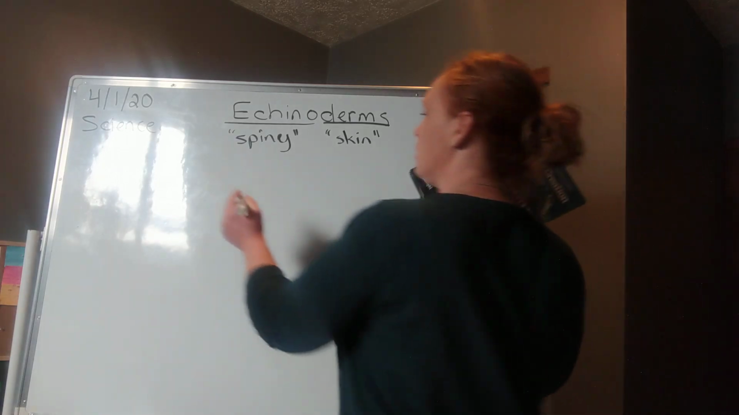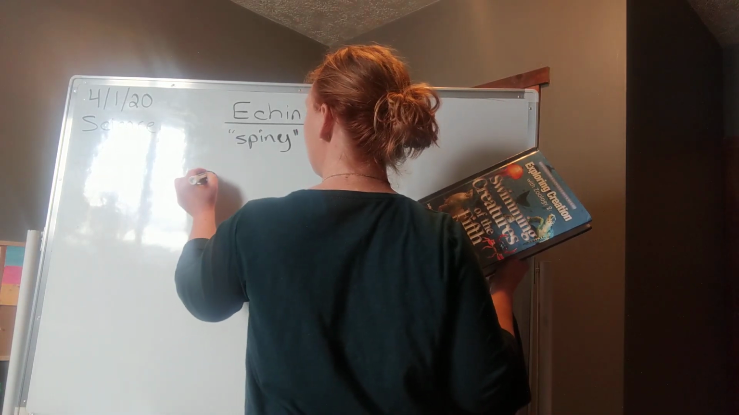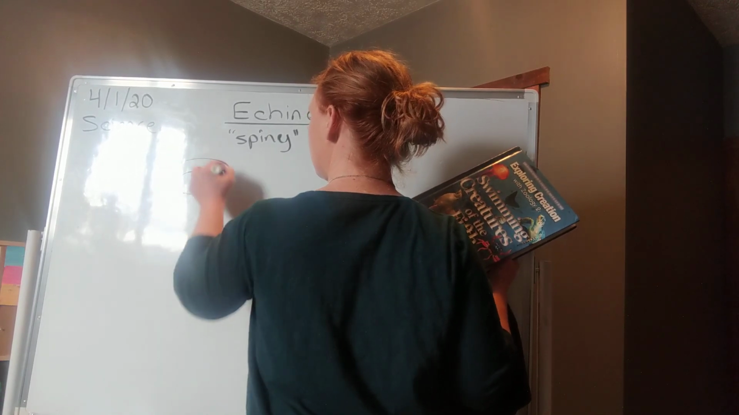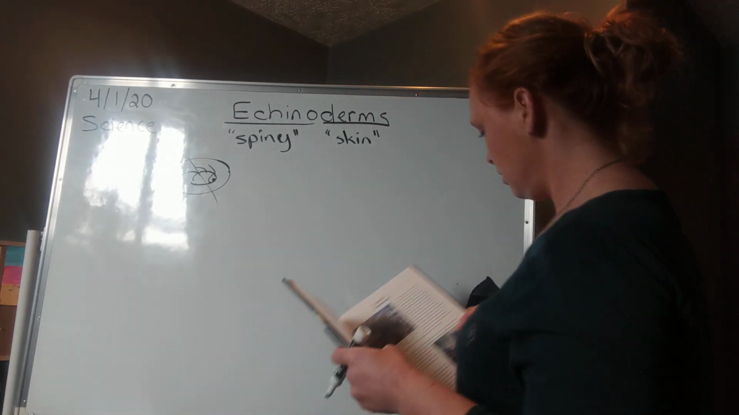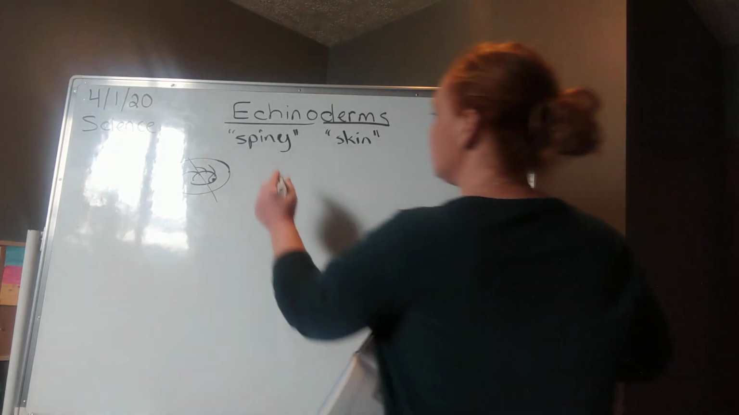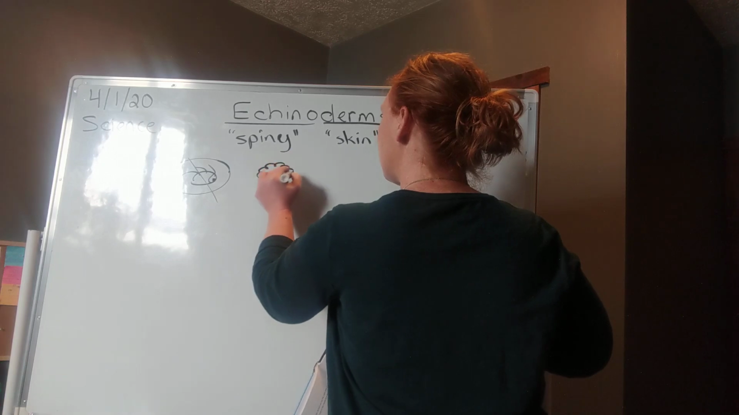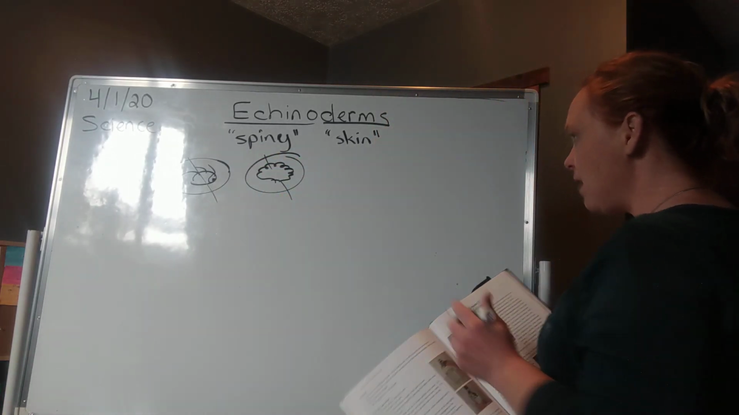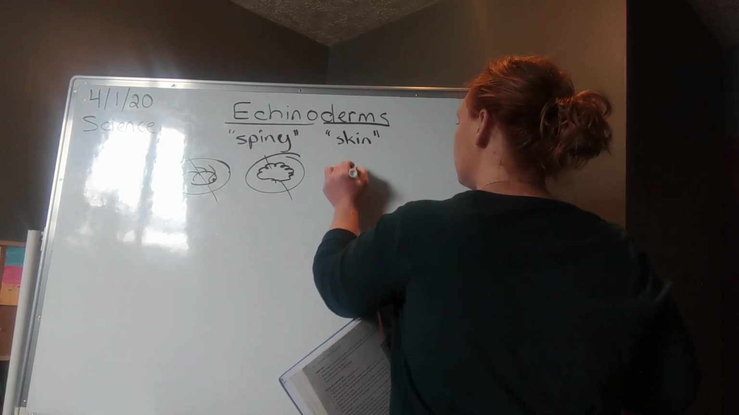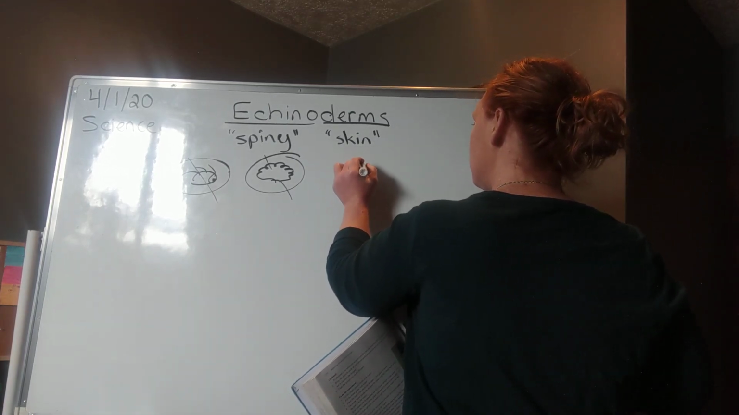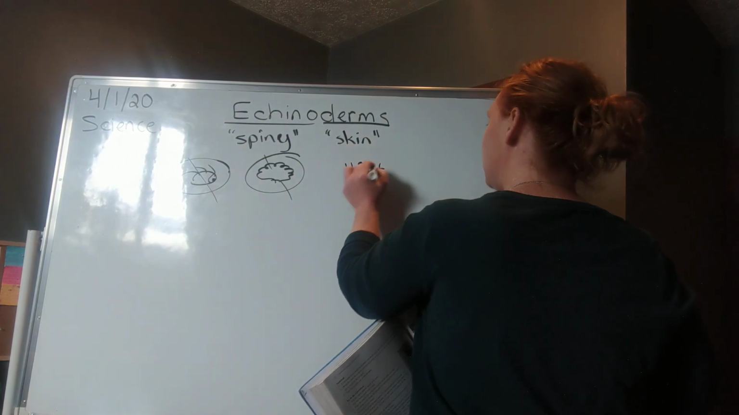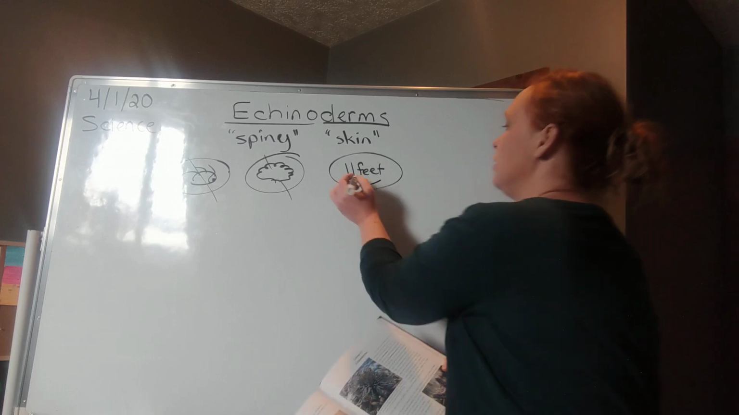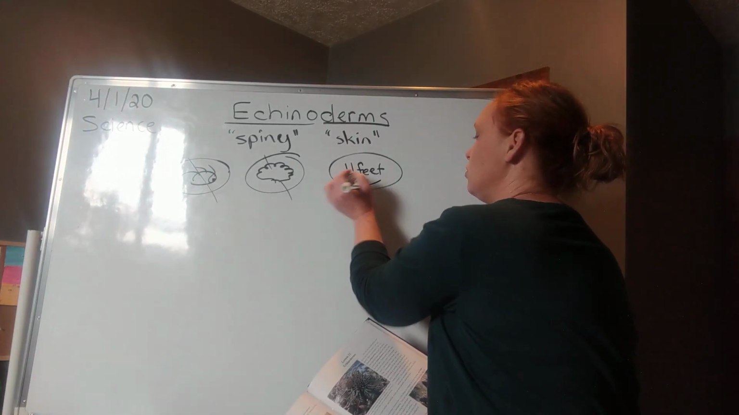So, no eyes, no brain. This kind of looks like our brain. No brain. And they do have tube feet. Tube feet. And we'll learn more about that in a little bit. Tube. Let me do my little tube this way. Tube feet.